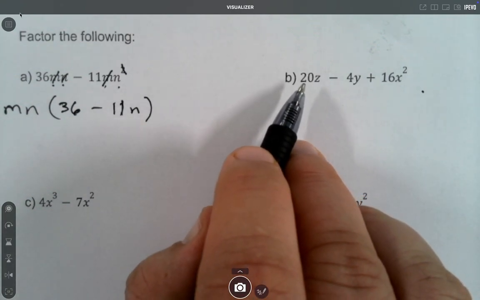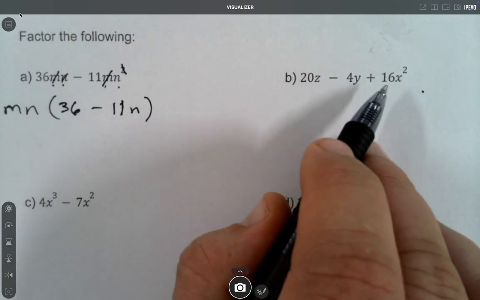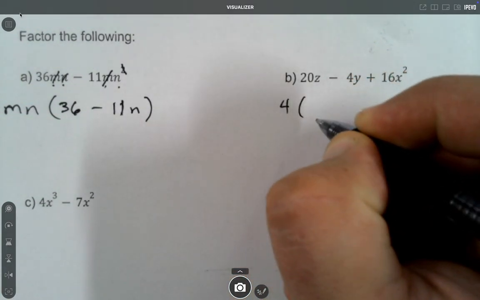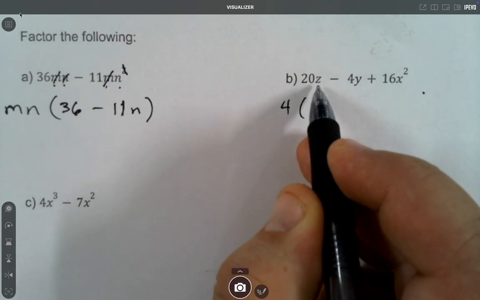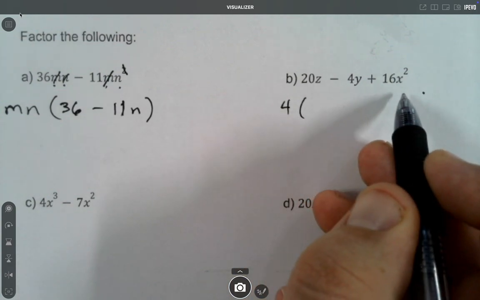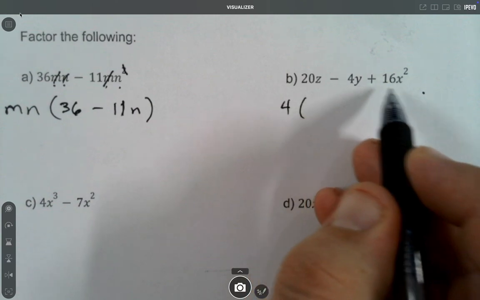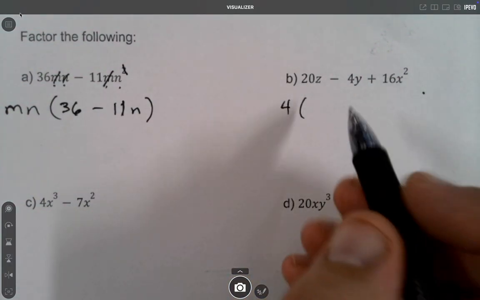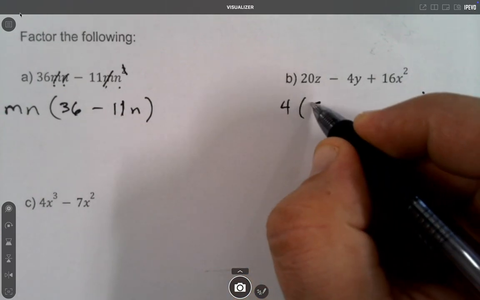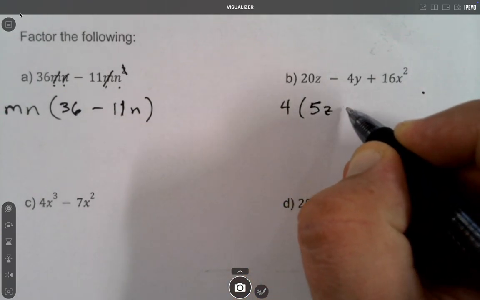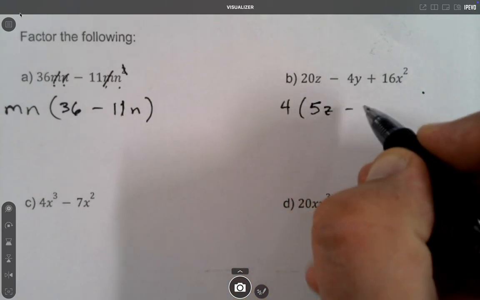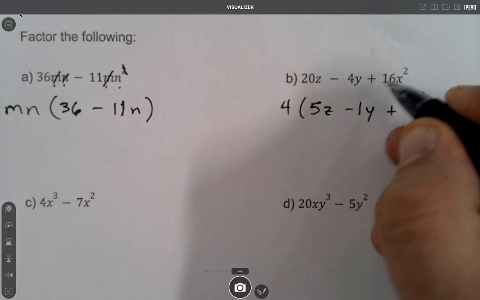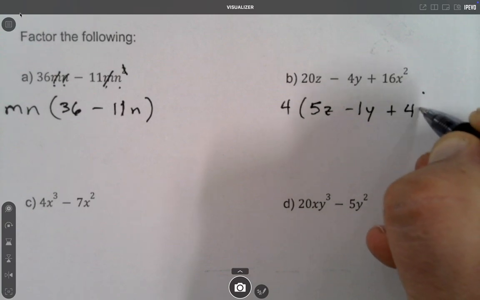So first we look at the numbers. 20, 4, and 16. Those are all divisible by 4, so I can pull that out. Then I see a variable z, nobody else has that. A y, nobody else has that. X, nobody else has that. So the variables just stay where they are. 20 divided by 4 is 5. 4 divided by 4 is 1. 16 divided by 4 is 4, and we leave the x squared.